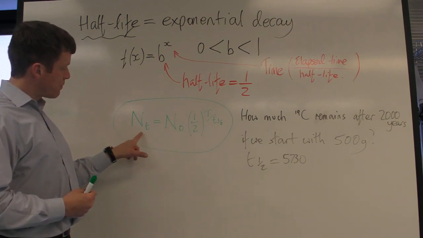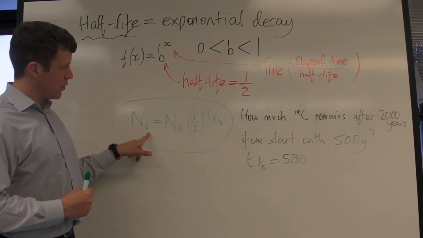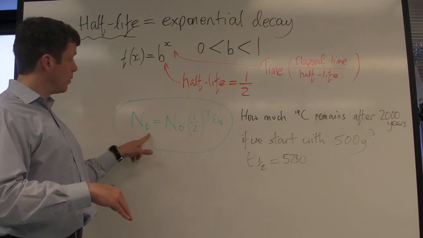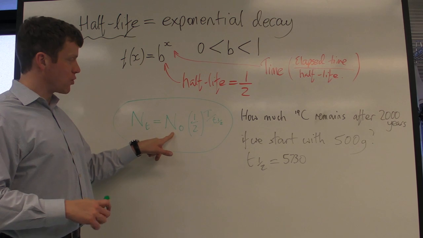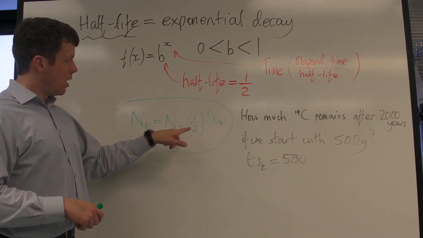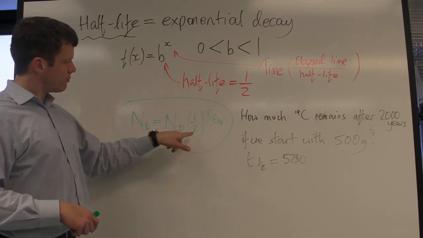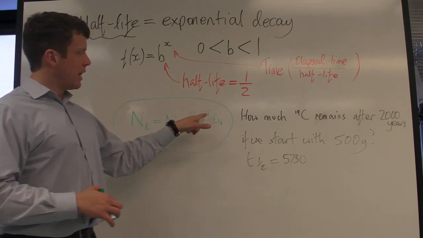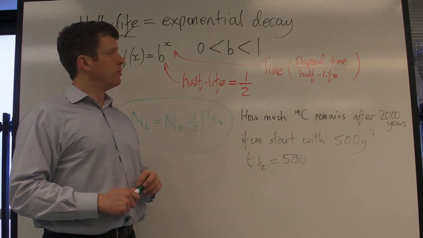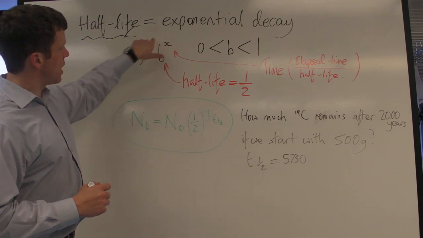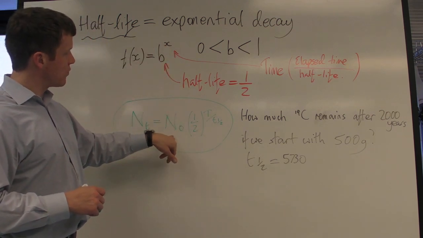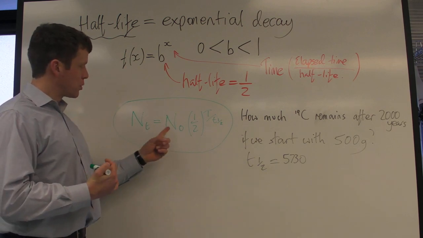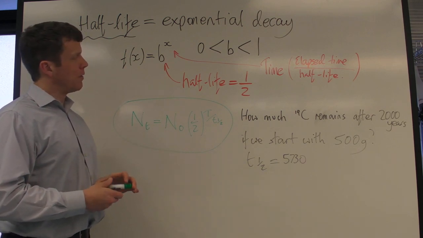But the idea is, N subscript t stands for the amount of substance that remains, so the amount of the sample. This would be how much you start with, N0. 1/2 is the constant, and then it's to the power of the elapsed time divided by the half-life. So it does have some similarity, but in this version we need to take into account how much we start with, so that's why we multiply by the initial amount.